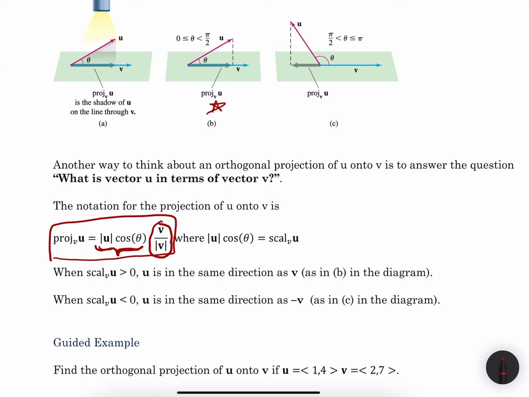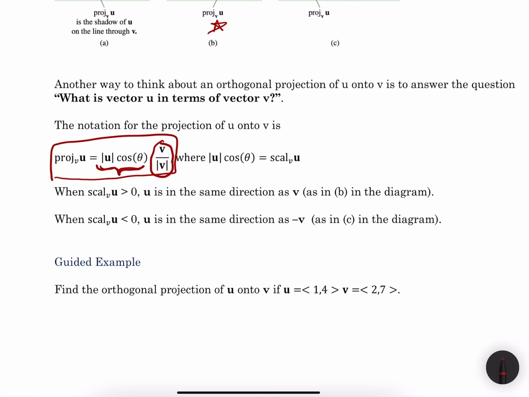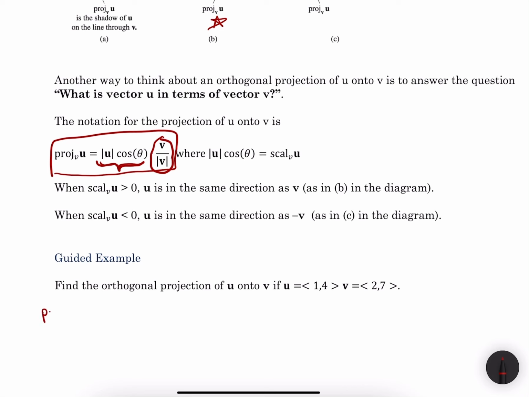All right. So we want to find the orthogonal projection of u onto v if u is (1, 4) and v is (2, 7). All we have to do is stick to our formula. The projection of u onto v is equal to the magnitude of u. The magnitude of u is clearly the square root of 17. It's the square root of 1 squared plus 4 squared.